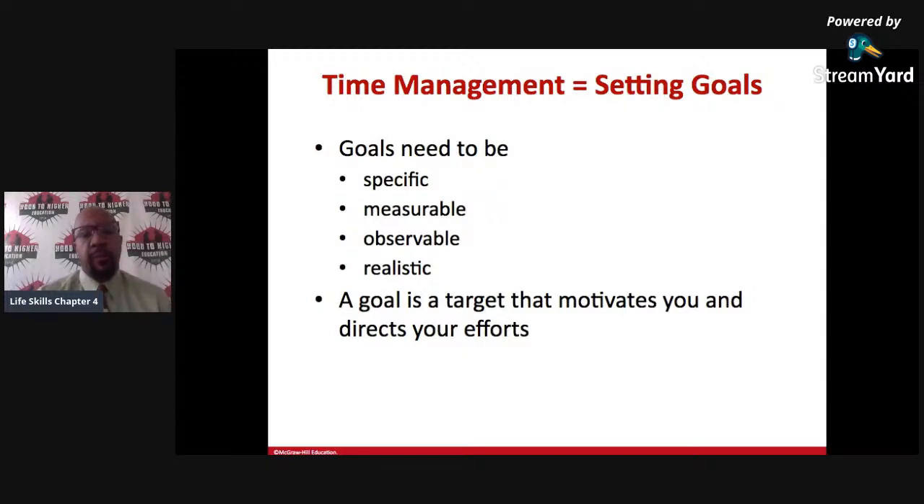Is this goal observable? Yes. You're constantly looking at your transcripts to see if you're passing classes. You're checking off the requirements needed to transfer. You're checking off the requirements needed for your major preparation, and you're moving towards that particular goal. Are these goals realistic? If you put the work in, yes, they are realistic. And a goal, again, the definition is a target that motivates you and directs your efforts.